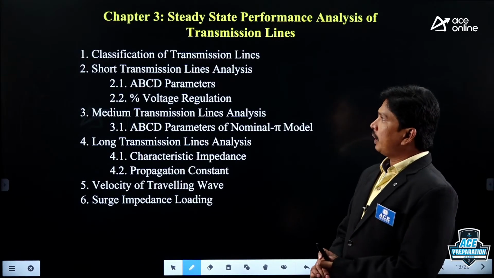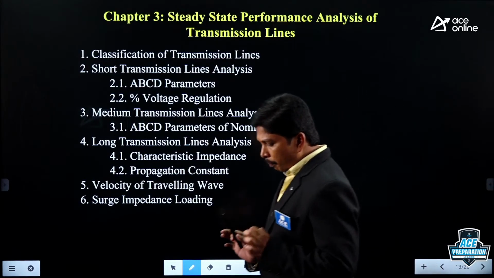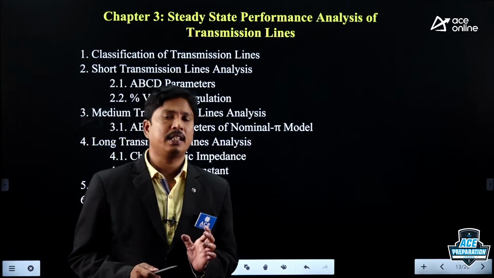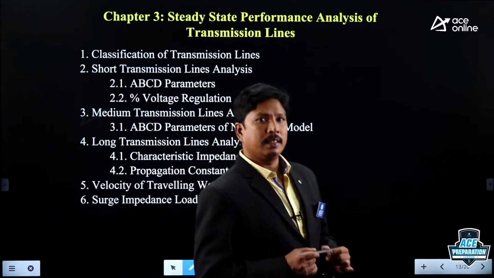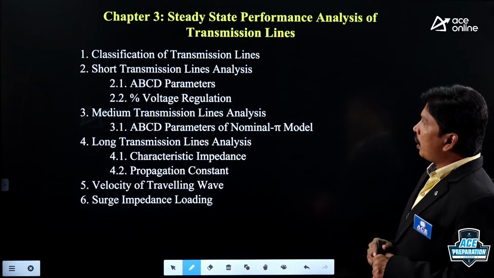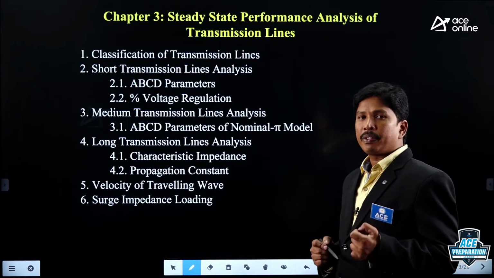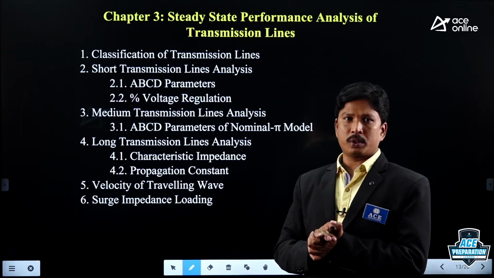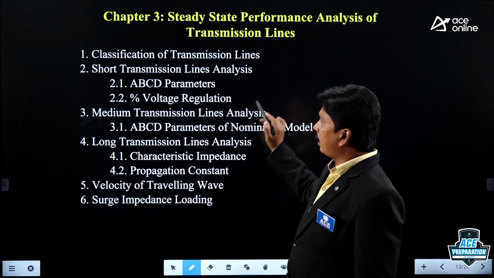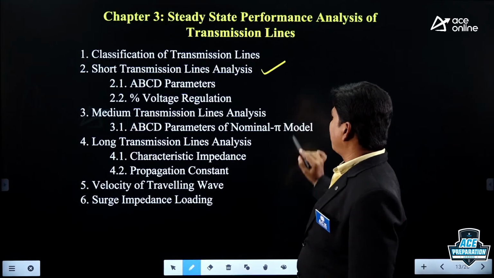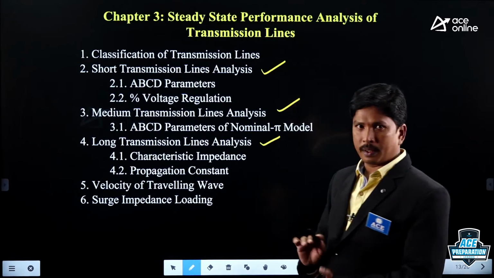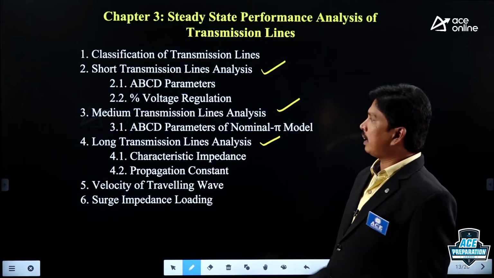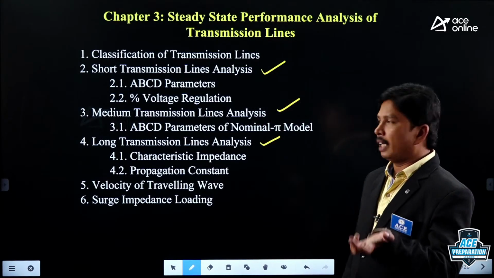And coming to the next one, the most important part is the steady state performance analysis of the transmission system. The main aim of studying this chapter is to calculate the percentage efficiency and the percentage voltage regulation of the system. Here, students, we are going to study the classification of transmission lines, based on what they are classified, and the equivalent circuits of those transmission lines. In the classification we get short transmission lines, medium transmission lines and long transmission lines.